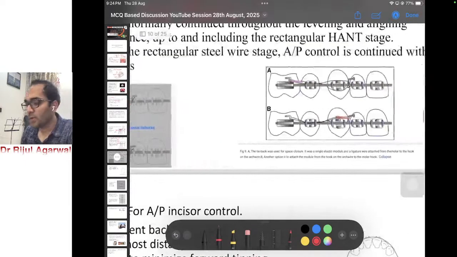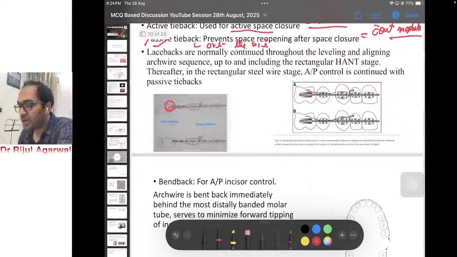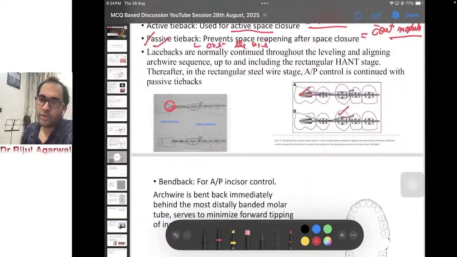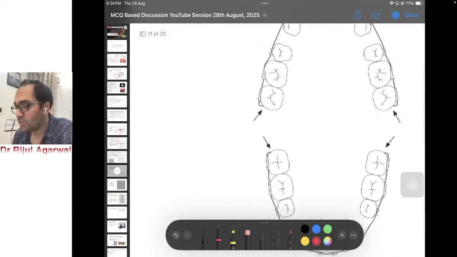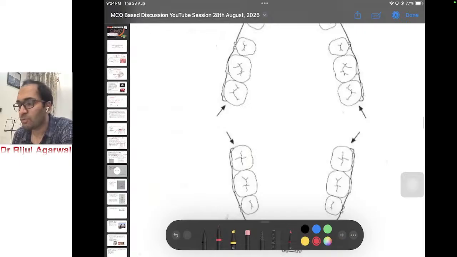Okay, now this module can be placed either anteriorly or posteriorly depending upon the wish of the orthodontist. So do not get confused. Anywhere the module is placed, it will exert active force, known as active tie back. And lastly is bend back. Bend back is for anterior posterior incisor control. So in the image, how will you identify it? This is the image of bend back.